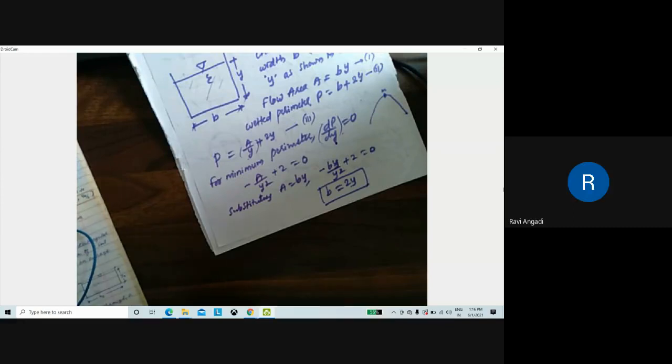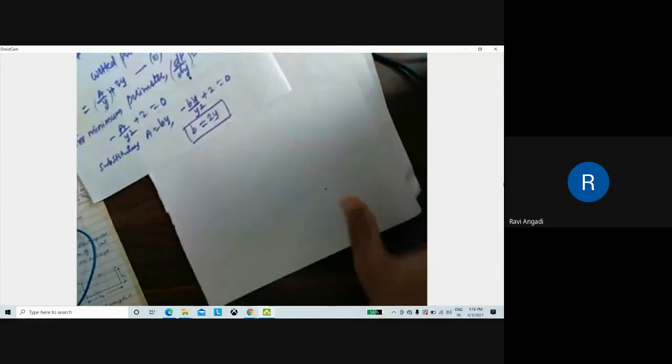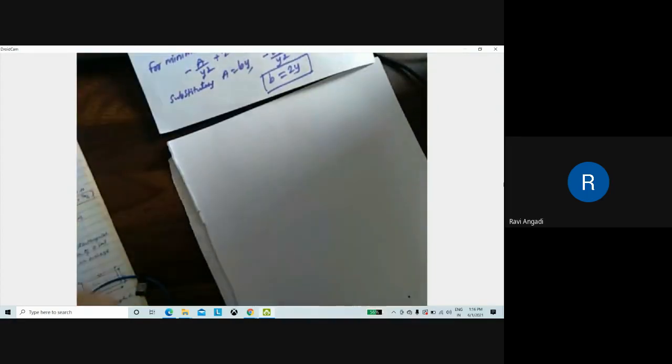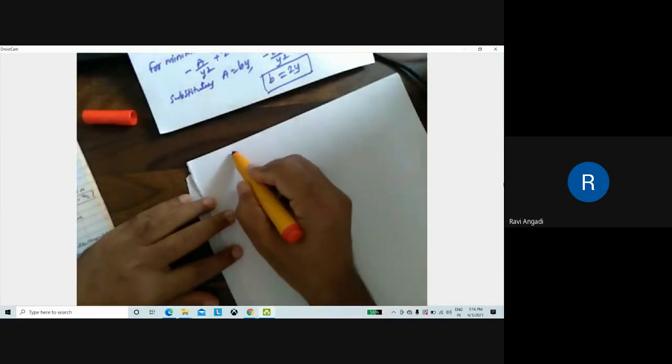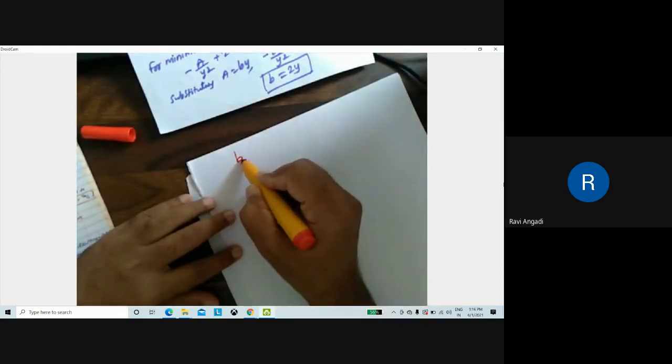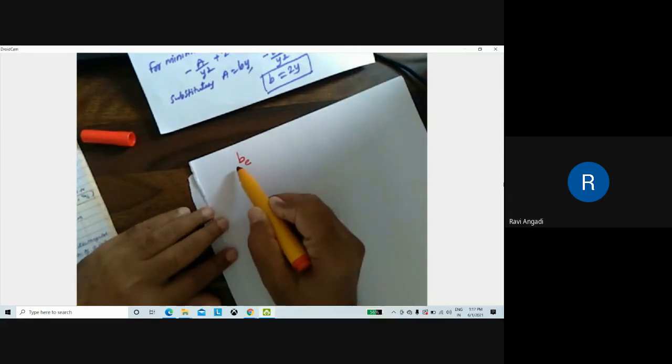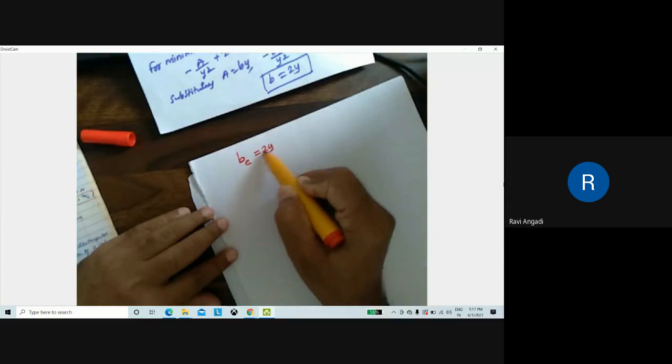Now the bottom width of the rectangular channel section has become b equal to 2y. Okay, then next. Now I'll write this one. When I get b equal to 2y, then I call it an efficient channel. FE means efficient channel, or you can call it an economical rectangular channel. The width will be 2y when I'm calling it efficient.